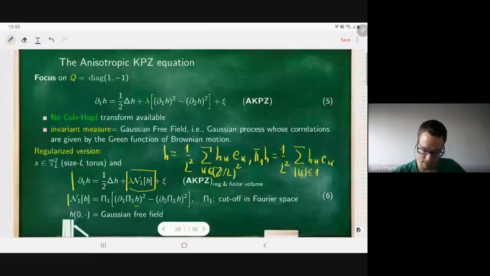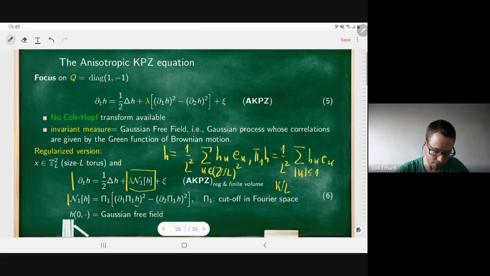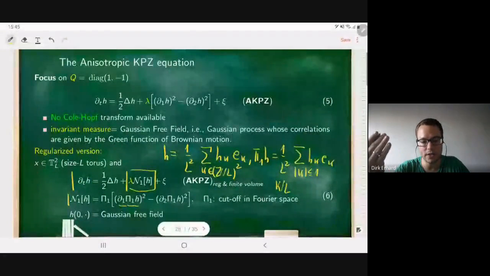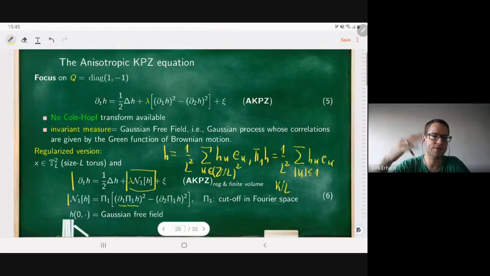And just as a reminder, this k here is actually of this form. You need to think of it as z divided by L squared, so the number of terms in this sum is of order L squared. So you apply the pi_1, you take the derivative, you square it, and then it turns out that the sum over Fourier components is larger than 1 again, so you cut off again. That's the way of regularizing.